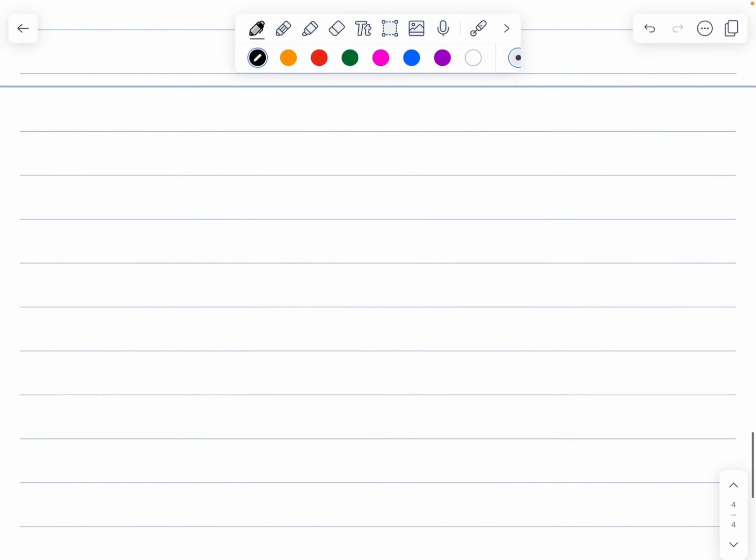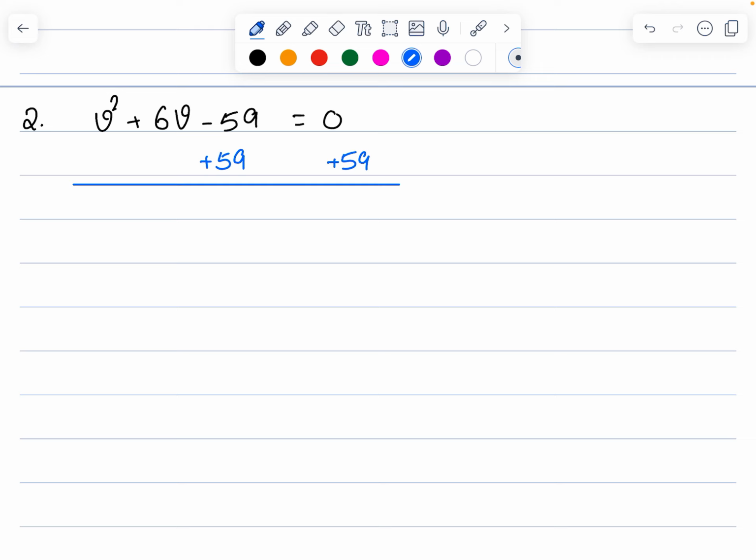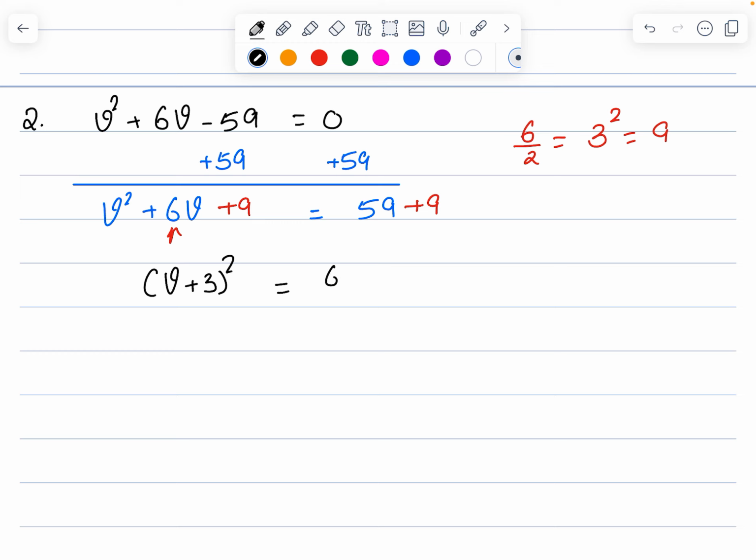Let's go to the second question. V square plus 6v minus 59 equals 0. So what am I going to do? Add 59 on either side. So what do I get? V square plus 6v equals 59. Now take the 6. 6 divided by 2 is 3. The square of 3 is 9. So add 9 on both sides. So what does it become now? V plus 3 whole square equals 68.